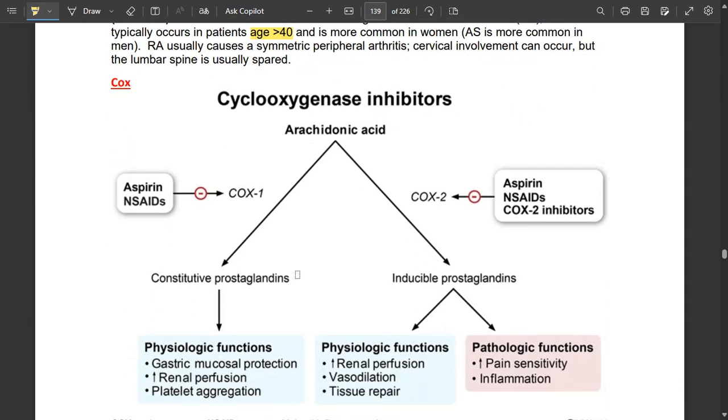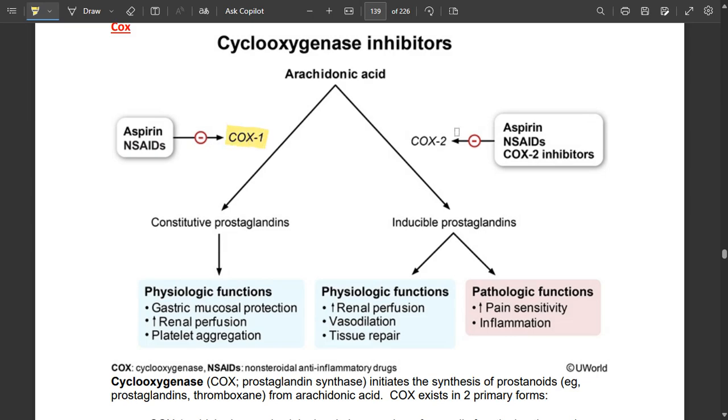Okay, cyclooxygenase inhibitors. So there is COX-1 and COX-2. So COX-1 can be inhibited by aspirin, which inhibits COX-1 irreversibly, and NSAIDs are other drugs that inhibit COX-1. While COX-2 inhibitors, there are some selective COX-2 inhibitors like rofecoxib, which can decrease formation of inflammatory mediators by the COX-2 pathway. So constitutive prostaglandins are produced by COX-1. Inducible prostaglandins are produced by COX-2. So constitutive prostaglandins include those prostaglandins which have physiological functions, while inducible prostaglandins have physiological functions as well as pathologic functions.